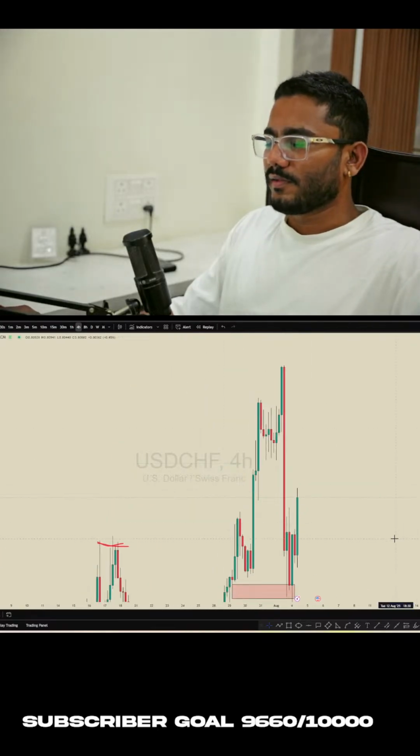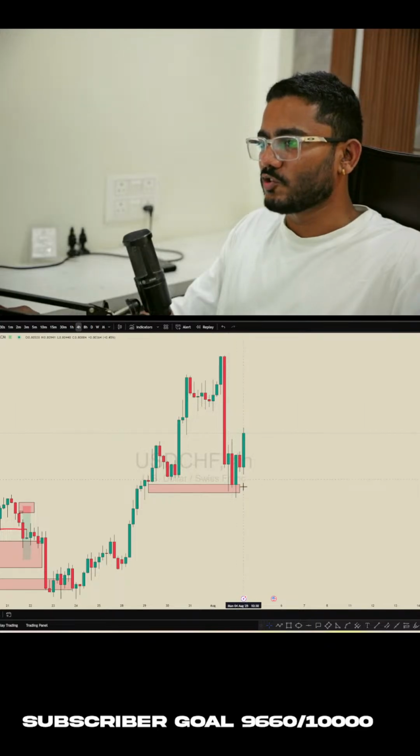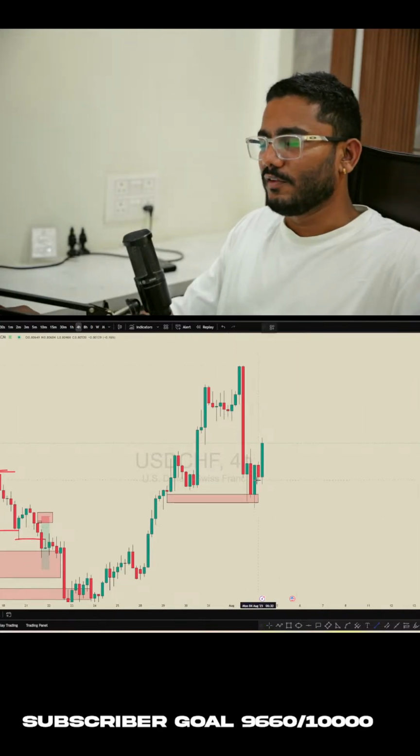on 4 hour price has tapped this order block. That's why I always say wait for price to create more structure. In the first step, price will never reject from your order block. It will create more liquidity and then it will sweep liquidity.